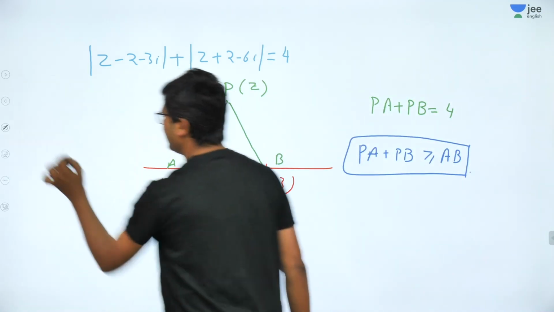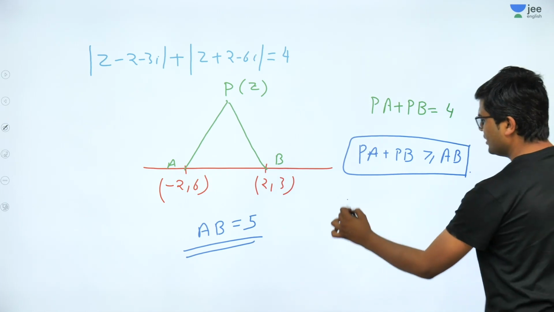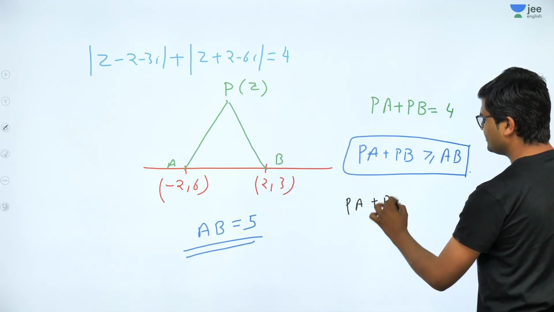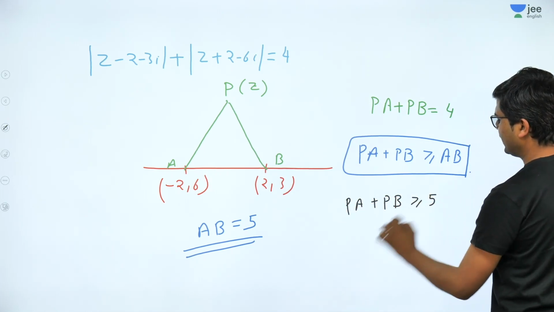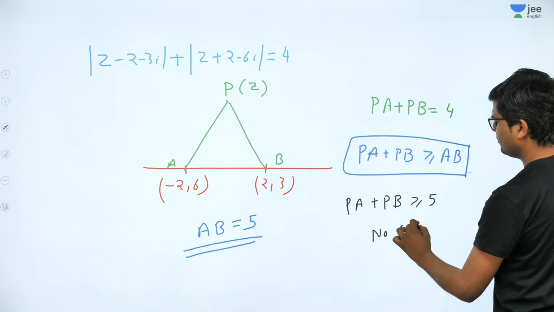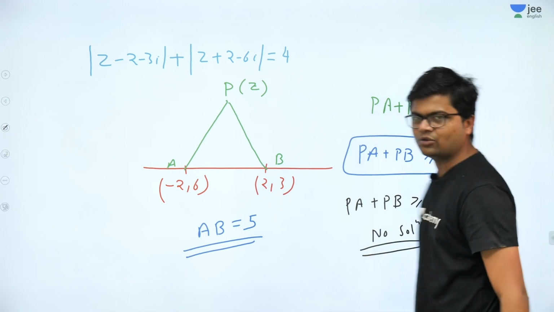Therefore, no solution. Got my point? I am writing it for you. So PA plus PB greater than or equal to 5. Therefore, no solution will be the answer. This will be the conclusion.